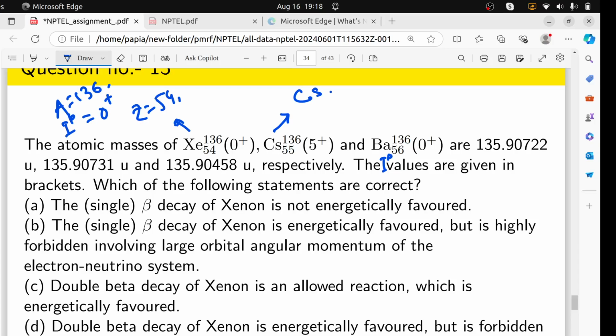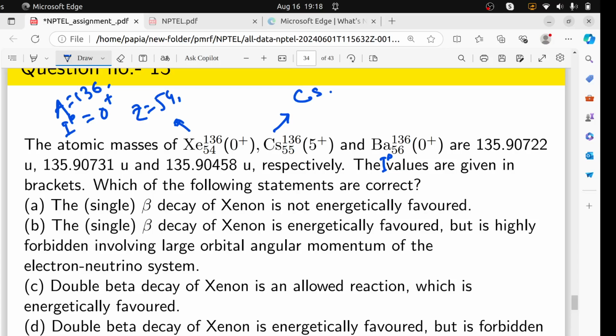Z value 55 is Cs. So if we talk about single beta decay of xenon, that means beta minus decay of xenon, then xenon should go to cesium. Xenon should not go to barium, because barium has Z value 56. So xenon should go to cesium. Okay. Now whether it is energetically favored or not, that we have to check.